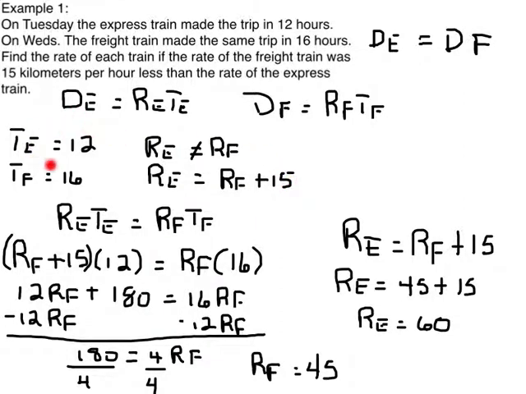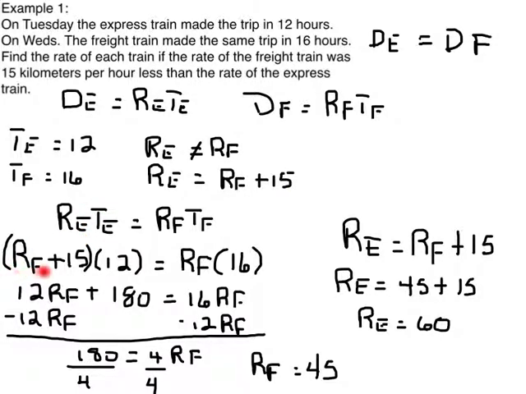All right, so now that we've extracted all the equations that we can from the wording in the problem, we're going to set up our equal distance problem: rate of the express times time of the express equals rate of the freight times time of the freight. Now we have something here that we can substitute into this equation right here.